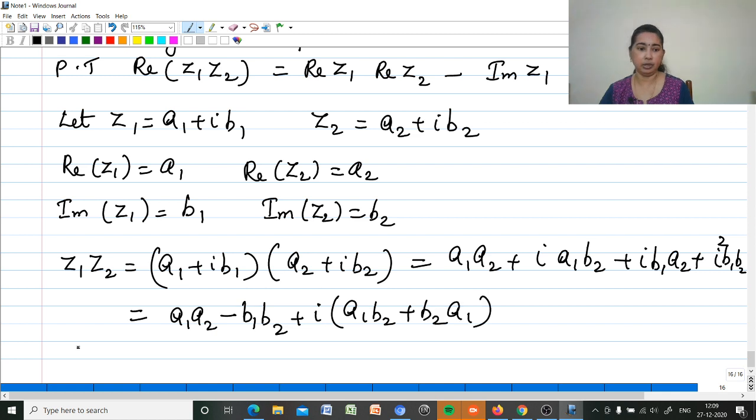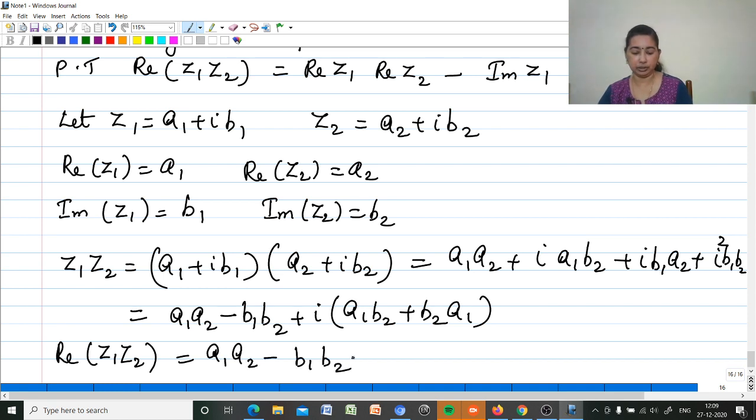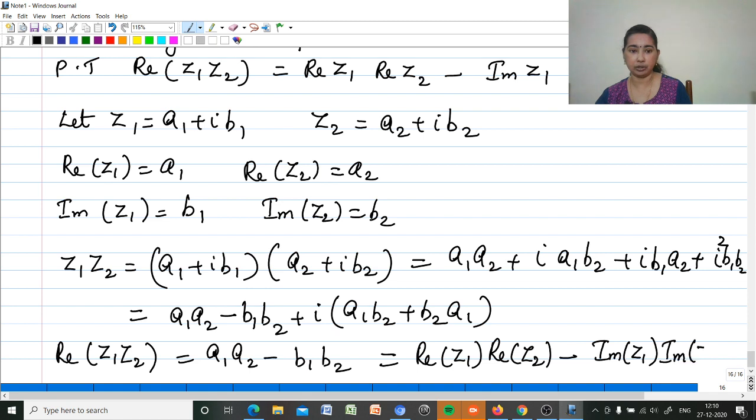Now what is real part of z1 into z2? Real part of z1 into z2 is equal to a1 a2 minus b1 b2, and that is the same as a1, which is the real part of z1, a2 is the real part of z2, minus b1, which is imaginary part of z1, into imaginary part of z2, which we have to prove.